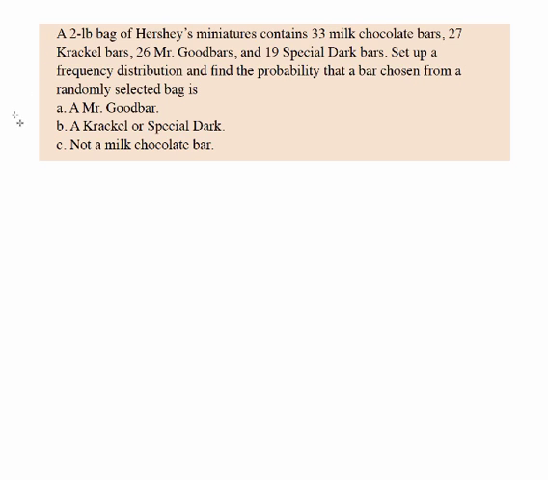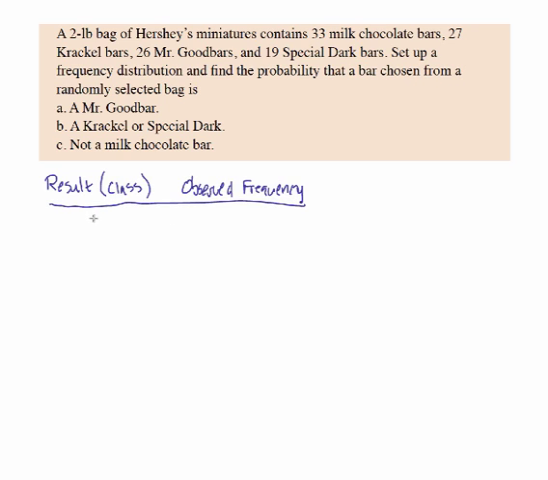To set up a frequency distribution, we'll set up 2 columns. The first column we'll label the results, the possible results of a probability experiment, and we'll call those the classes. And then the second column will be the observed frequency of each of those results.